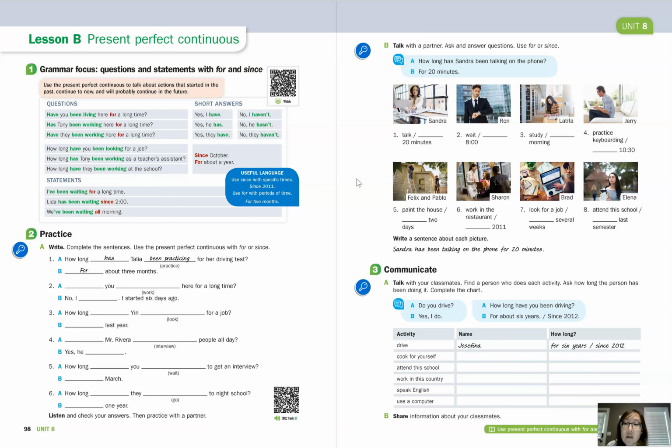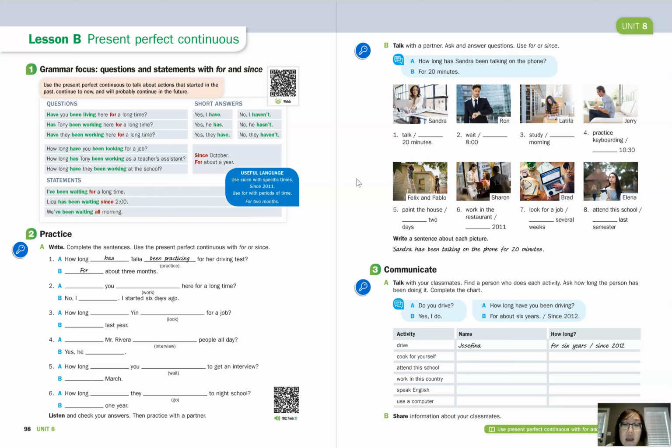Okay, so we can answer, Jerry has been practicing keyboarding since 10:30. Or again, he has been practicing keyboarding since 10:30. Okay, number 5. How long have, and we have to use have in this case because Felix and Pablo are two people. So it's third person plural. So we have to say, how long have Felix and Pablo been painting the house?